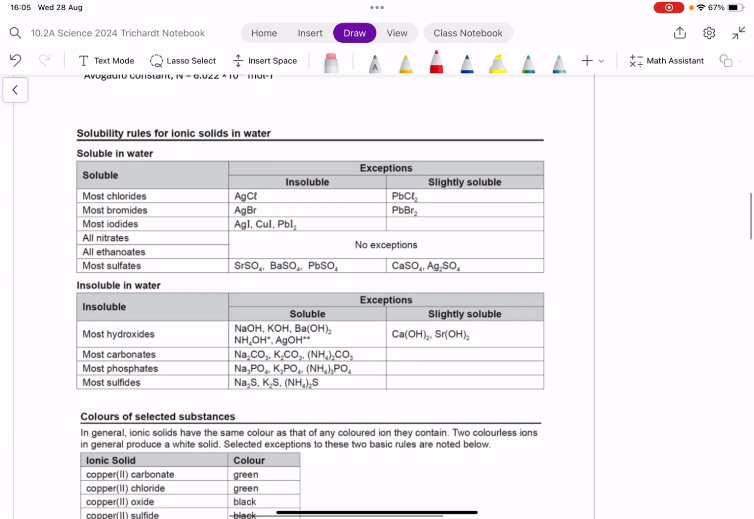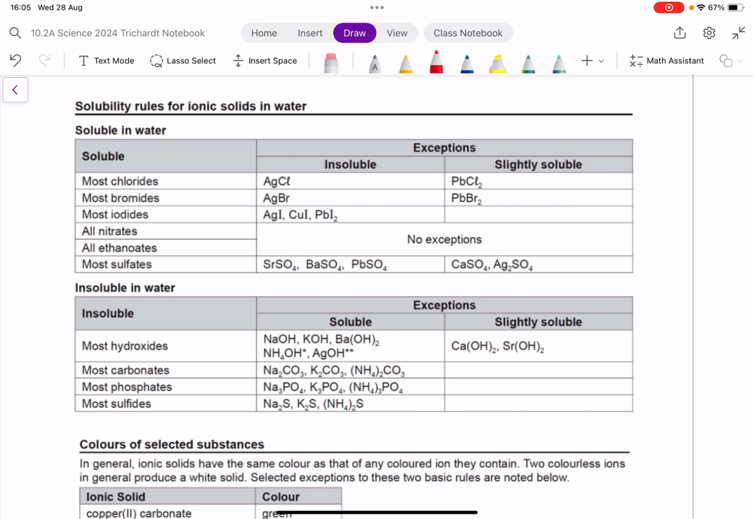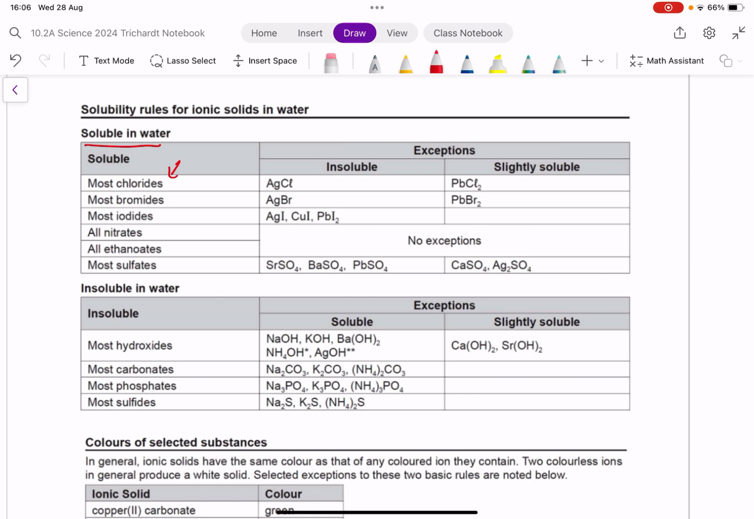Our solubility rules table. This is important to know because when you guys are going to be predicting observations and seeing if precipitates are going to be formed, you need to use your solubility table in order to figure this out. So this table says that to be soluble in water, most chlorides, bromides, iodides, nitrates, any of these guys are soluble in water. When something is soluble, it means it will dissolve. And in our chemistry terms, we say these are aqueous, aq. So the state is aq.